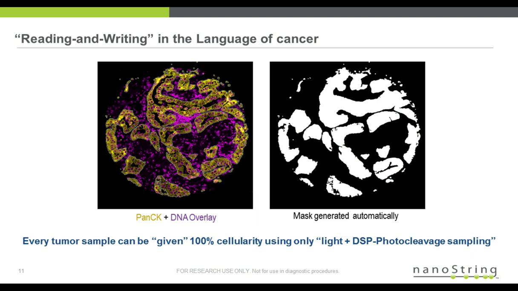This is a unique ability of this particular microscope, the digital spatial profiler, and I'm going to highlight it here. This is a colorectal cancer sample, and I'm staining it with a dye or an antibody that is specific for the tumor cells themselves. That's pancytokeratin, and I'm going to image that with the microscope in the color yellow.